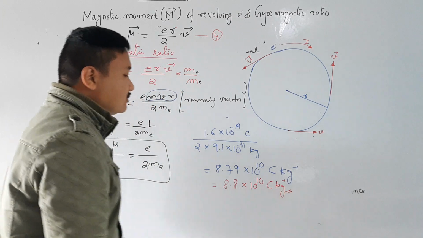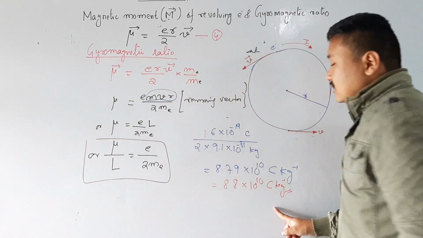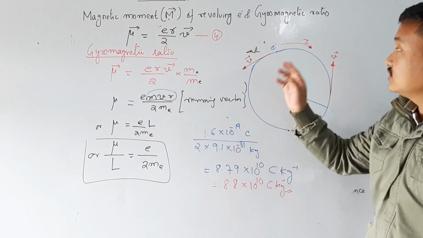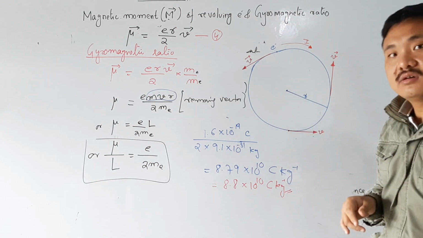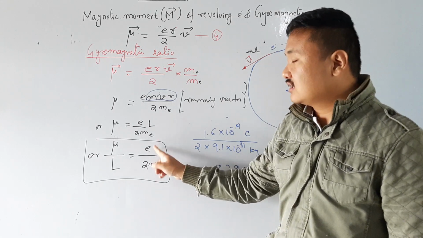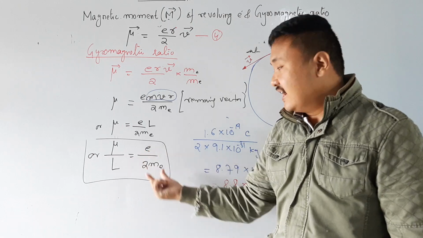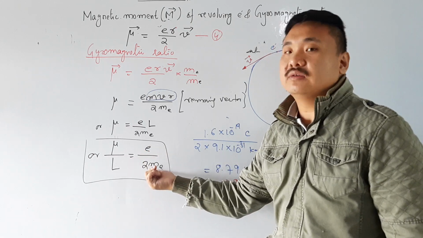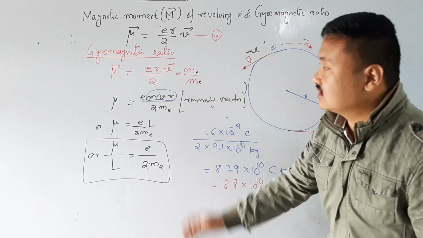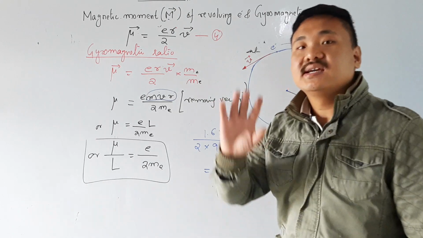Now this gyromagnetic value is only for the electron. If there is an alpha particle, then I have to take the charge of the alpha particle and divide by the mass of the alpha particle. This is only for the electron. So this is my gyromagnetic ratio.